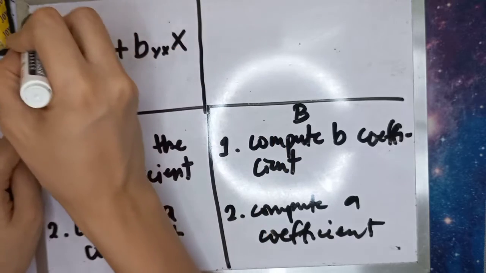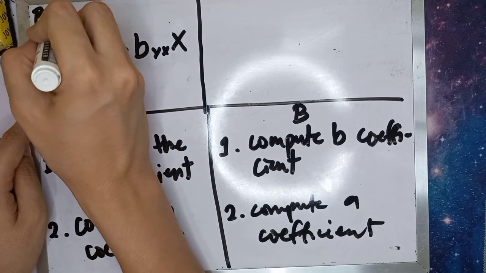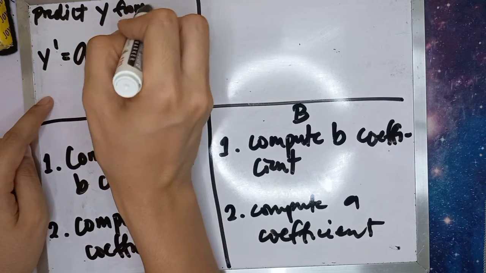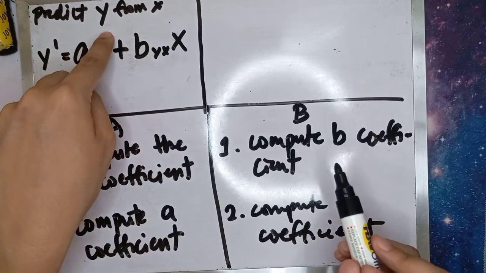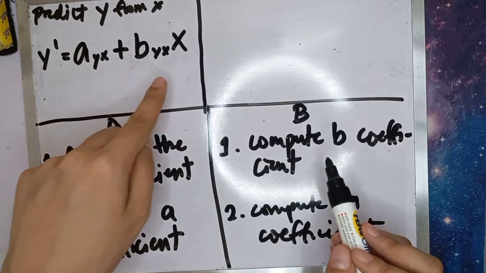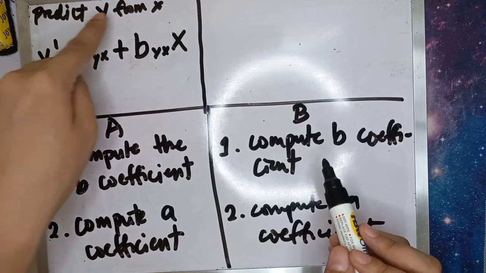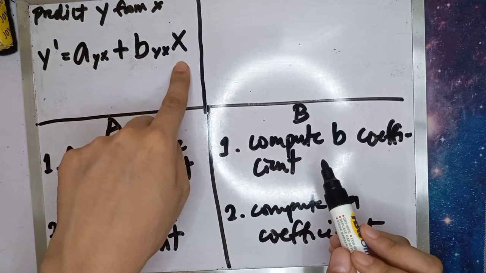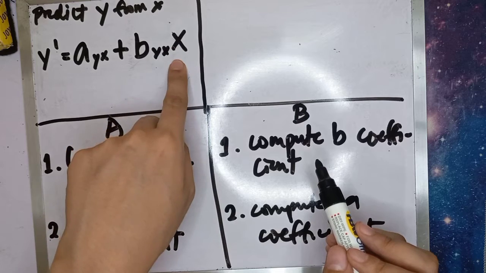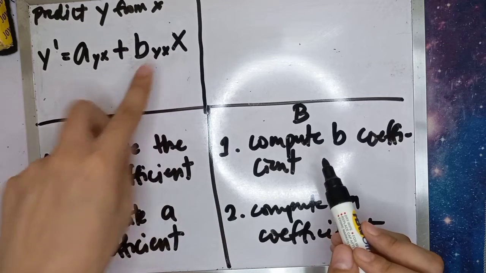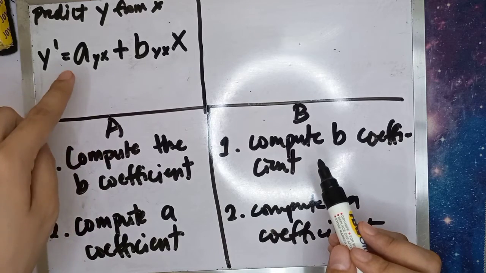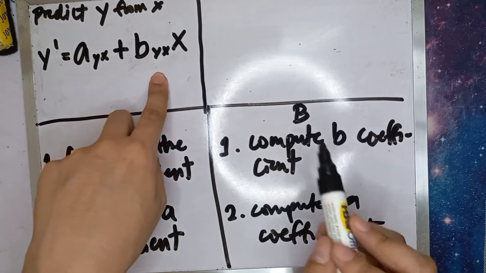Kasi, tandaan nyo dito, predict Y from X. Ipe-predict natin yung Y given the X. So, ang gusto nating malaman, ano magiging y kapag given yung x. Kaya x yung nandito. Mamaya, makikita ninyo kung paano natin gagamitin tong formula na to. But we need to compute first the a coefficient and b coefficient.